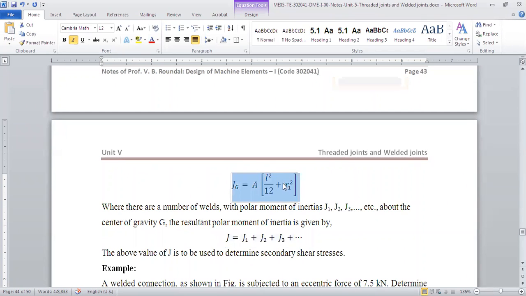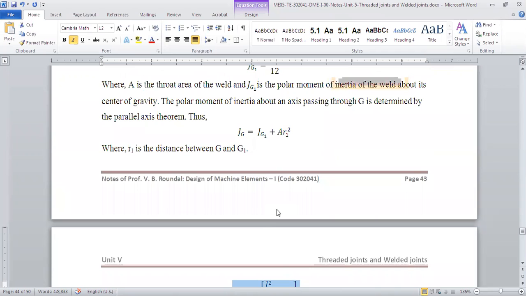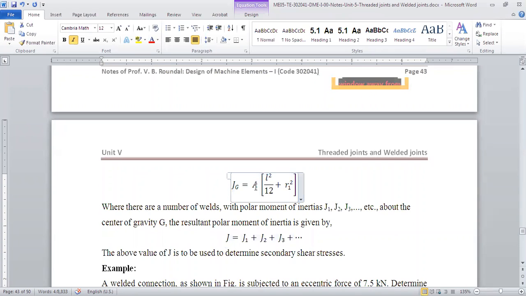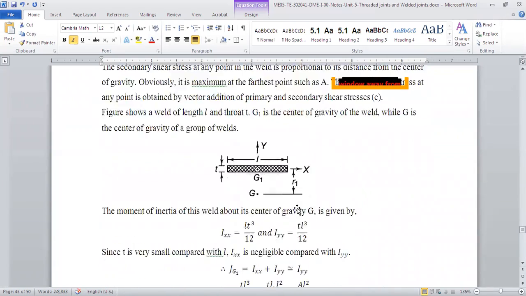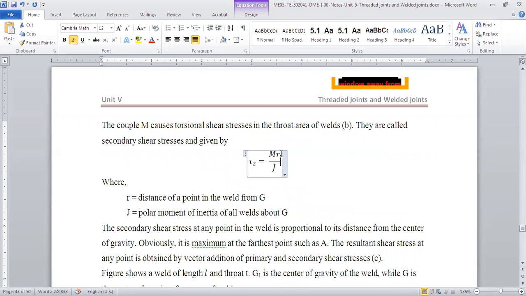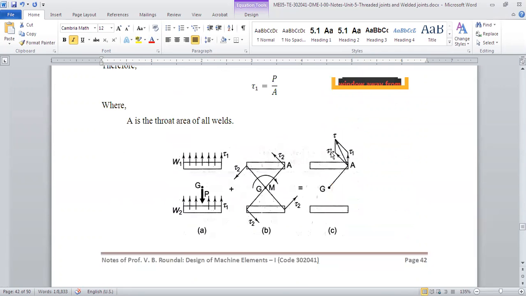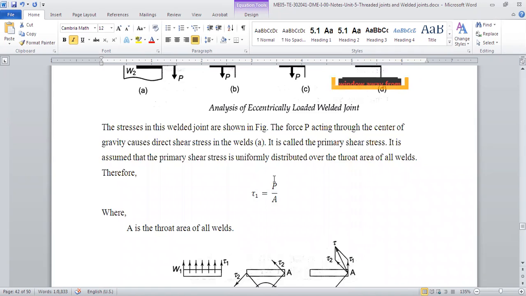The only thing is finding out the polar moment of inertia about the center of gravity of the assembly. We will use the area of the weld into L1 square upon 12 plus the maximum distance of the weld from the CG. Okay, and once we know that, we can put those J here. We know the moment, we know R. We can calculate the secondary stresses, and then vector addition comes into the picture. We can calculate tau, and that tau will be the allowable shear stress, and then we can get the length of the weld and all that information. Okay, clear? So the approach is almost exactly the same as what we saw in the welded threaded joints.